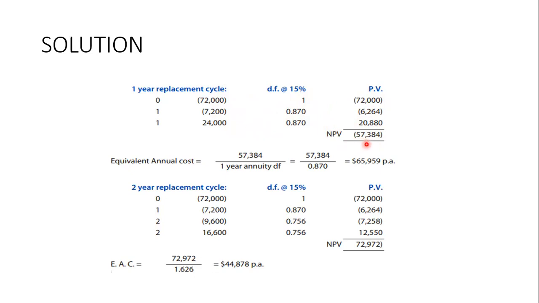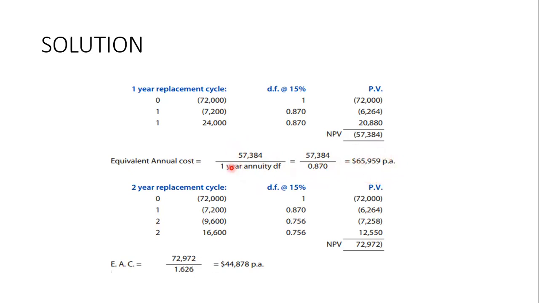A negative NPV of 57,384. Now you calculate what we call the equivalent annual cost, which is the NPV divided by the annuity or discount factor for that year. So that is what we have here: 57,384 as the NPV divided by the annuity for year 1, which is 0.870. And this is the result, your equivalent annual cost.